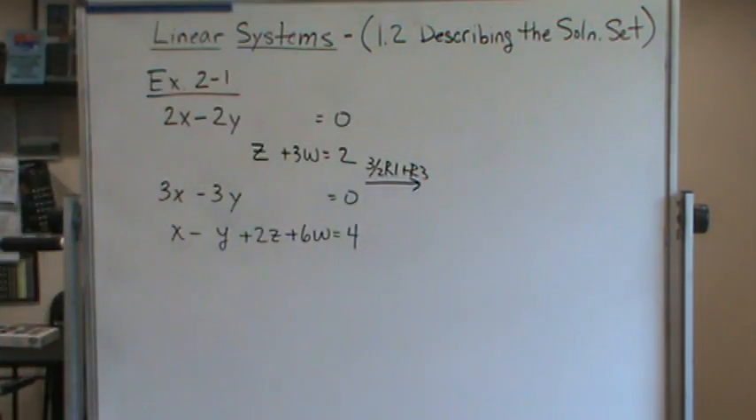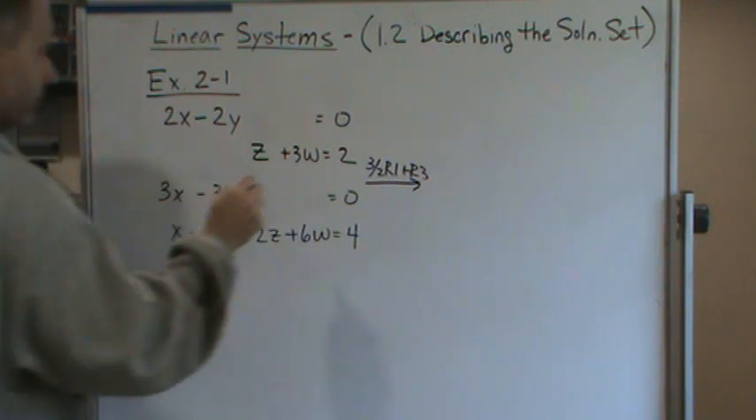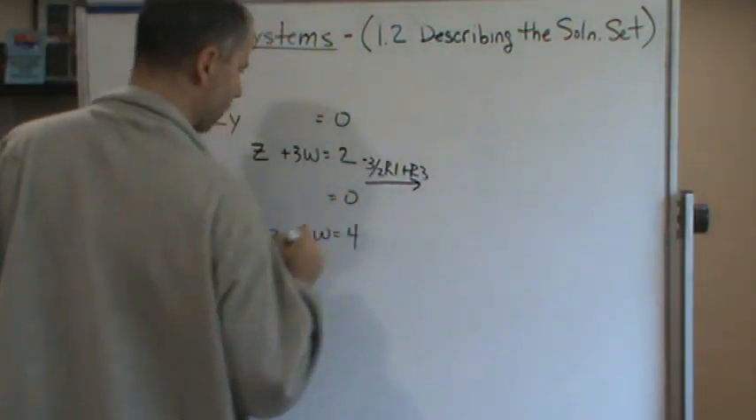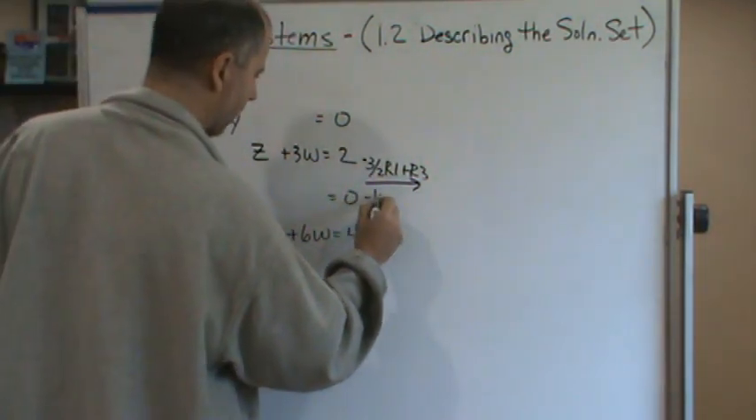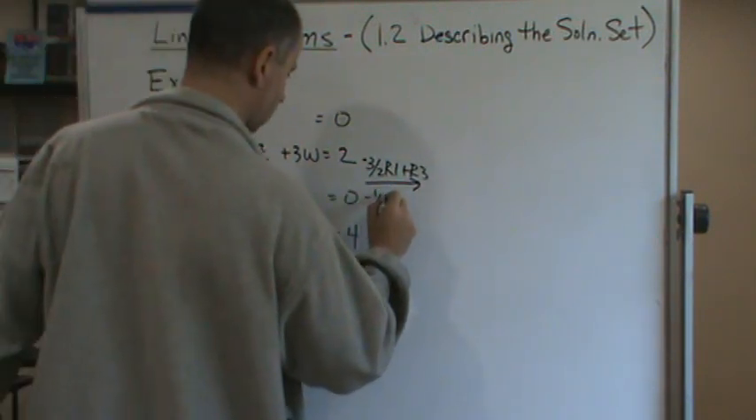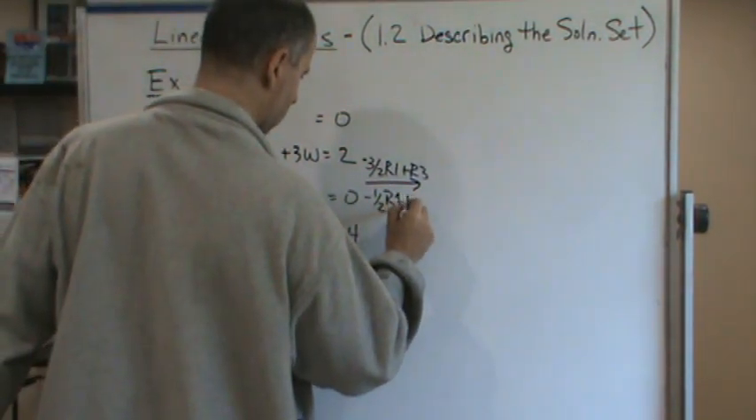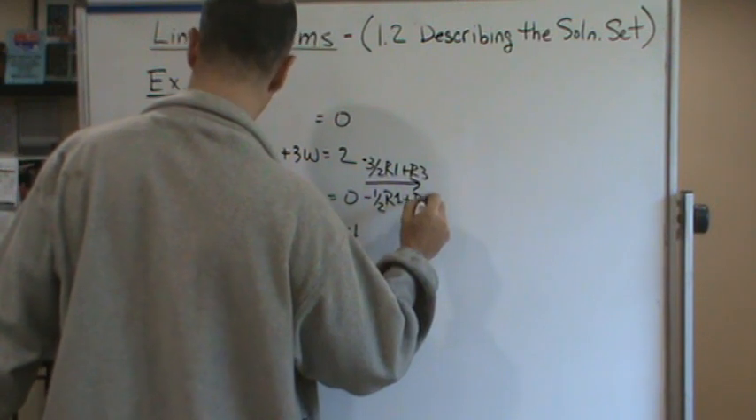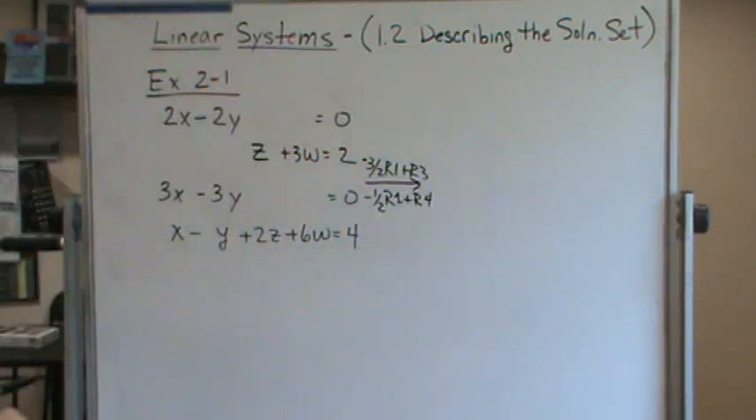And then we're also going to take negative 1/2 row 1 plus row 4. Okay, and if we do that, we're going to get this result.